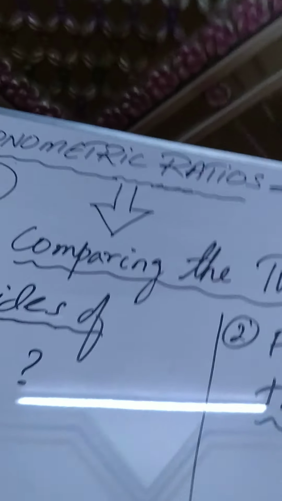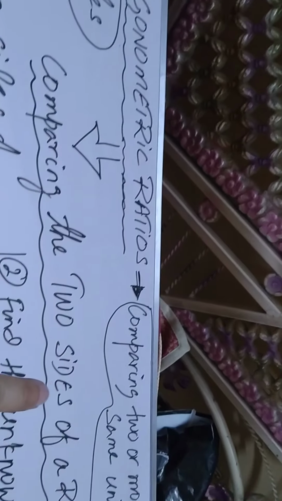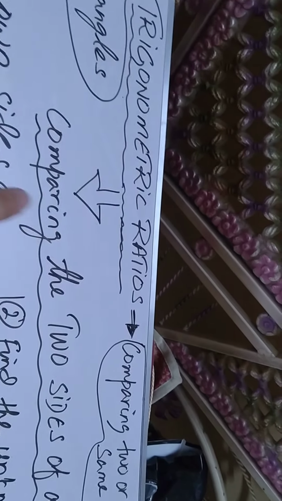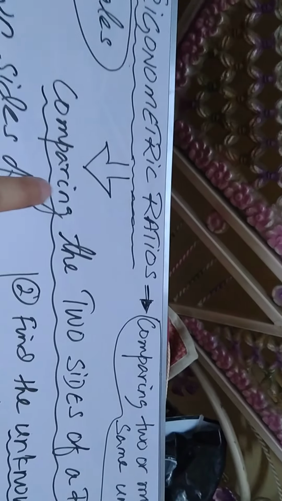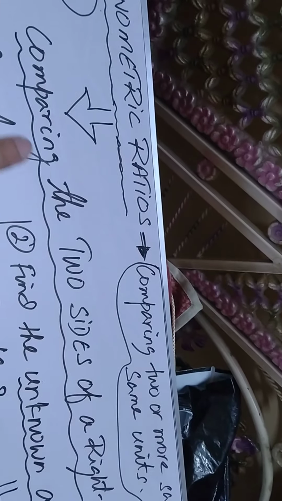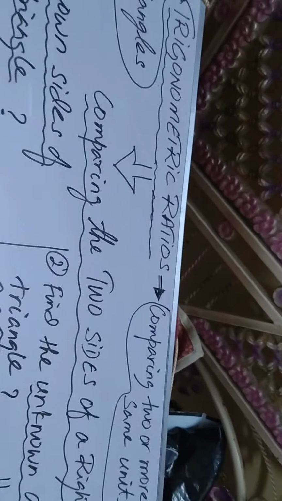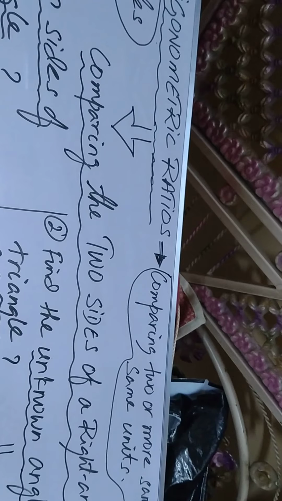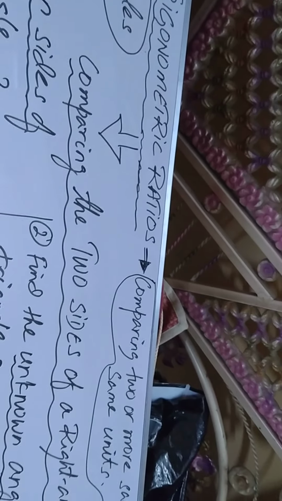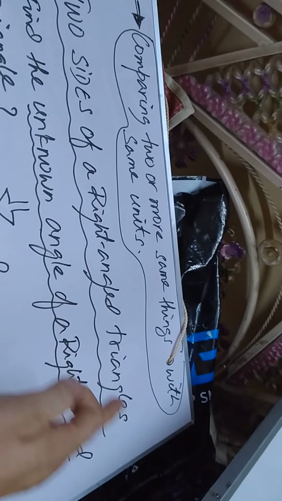Look here guys, always remember trigonometric ratios. Why do we call this topic trigonometric ratios? Because ratio means comparison, so here we are comparing the two sides. And why trigonometry? Because here we are comparing the two sides of a right angle triangle. So when anyone asks you what is trigonometric ratios, your answer will be: trigonometric ratio means comparing the two sides of a right angle triangle.